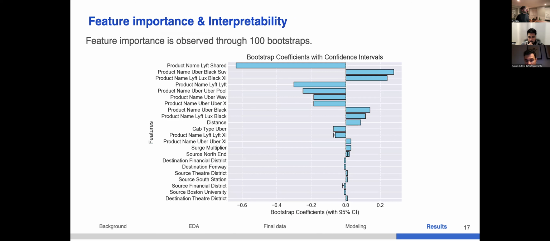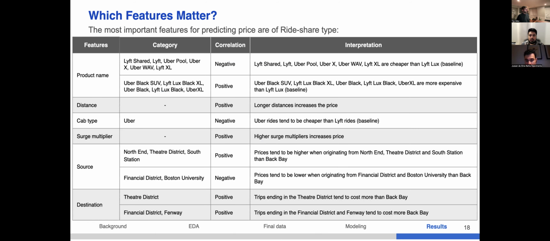And here we can see the feature importance and interpretability. This is observed through 100 bootstraps. And on this next slide, we go into that a little bit further to understand it.